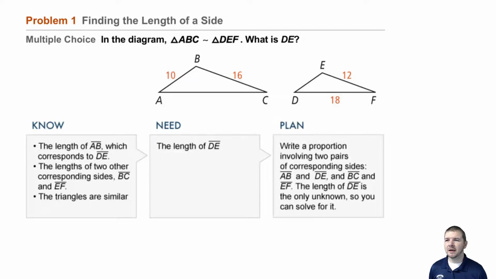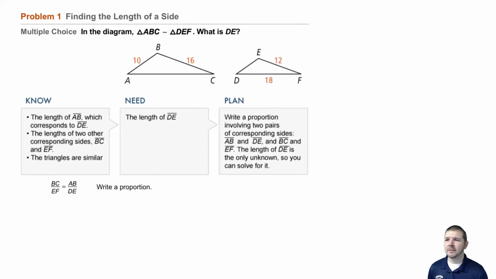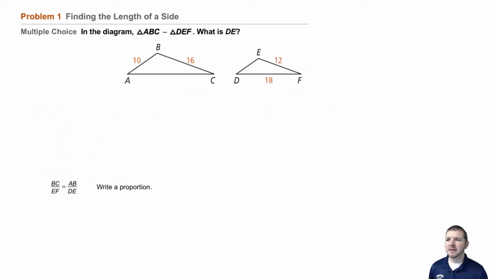And so your plan: write a proportion involving two pairs of corresponding sides, segment AB and segment DE, and then segment BC and segment EF. The length of segment DE is the only unknown, so you can solve for it using proportional reasoning and the cross products property. First, write a proportion. BC over its corresponding side EF equals AB over its corresponding side DE.